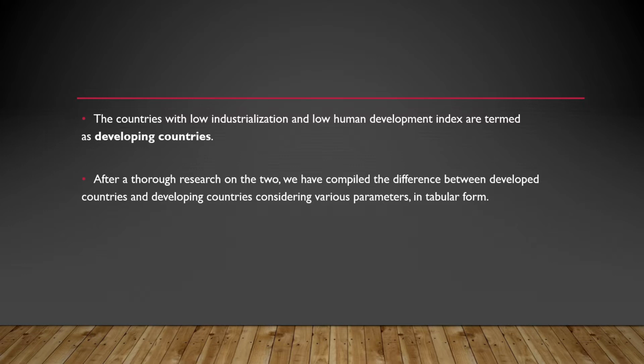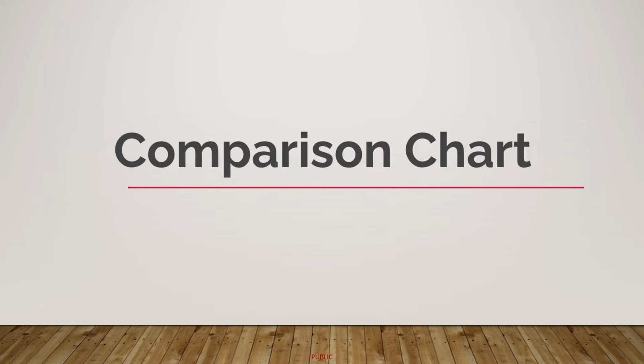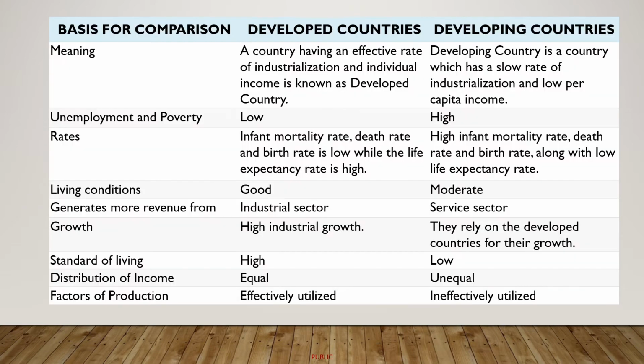The countries with low industrialization and low human development index are termed as developing countries. So in developing countries you have a low industrialization and low human development index. Then after a thorough research on the two, I have compiled the difference between developed countries and developing countries considering various parameters in tabular form. So you will find a comparison chart.